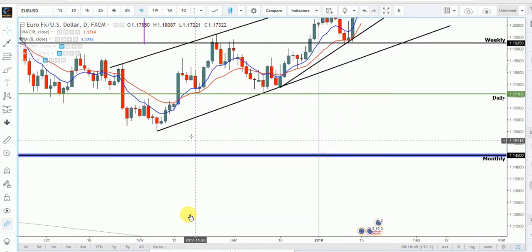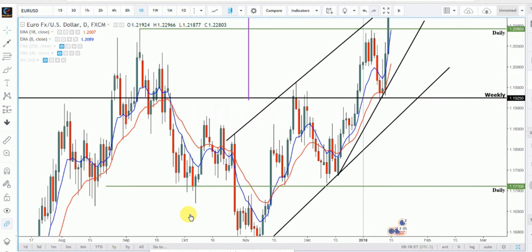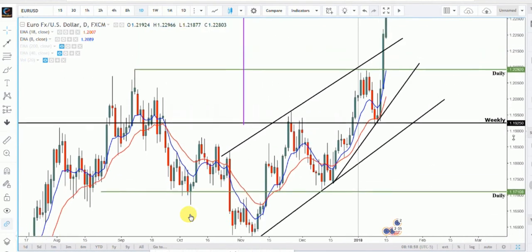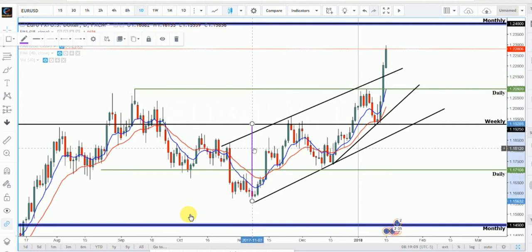But we can all agree, just like the DXY, that this was an inverse head and shoulders. So left, head, right. We can all agree that that is that. And here goes the neckline. This is the neckline right here. So I took that from there.